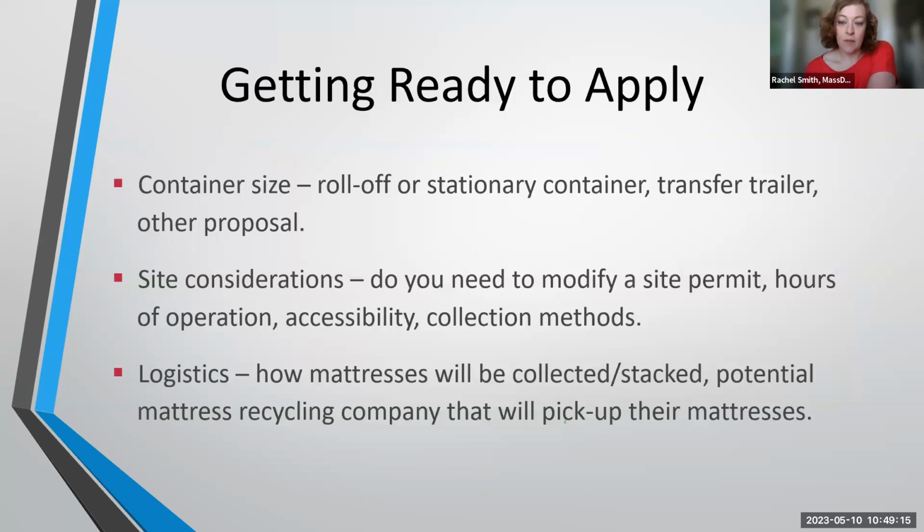And just quickly here, I want to mention a few things that you can think about before you complete the online application. The application is going to ask you about your preferred container size. In most cases, a 20-foot or 40-foot roll-off or stationary container. Some municipalities might be able to accommodate a 48-foot trailer or 53-foot transfer trailer, or you can propose an alternative. Municipalities should consider their collection sites and logistics of managing a collection program. So the application will ask you about these things. And basically, it's just a way to give MassDEP some information about the site and how ready the municipality is.